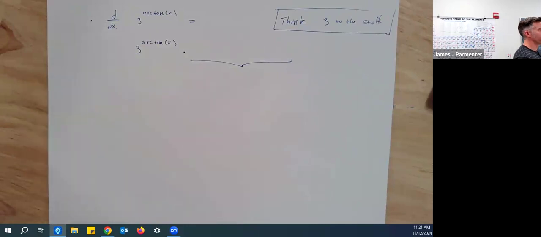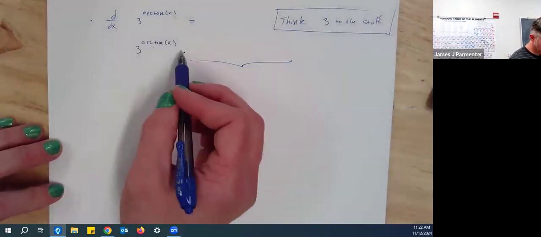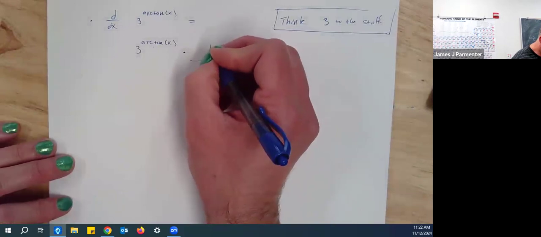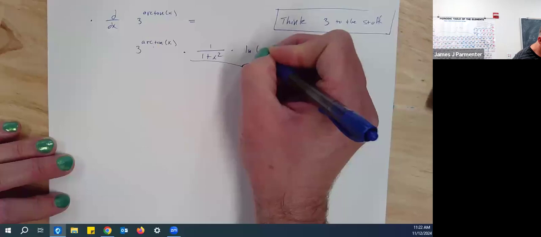There's no set way of saying this. You can either say the natural log of the base first or the derivative of the stuff first. I don't really have a preferred way. So I'm just saying I've got the derivative of 3 to the stuff, and it's going to be 3 to the stuff times the derivative of the stuff, which is 1 over 1 plus x squared, times the natural log of the base.